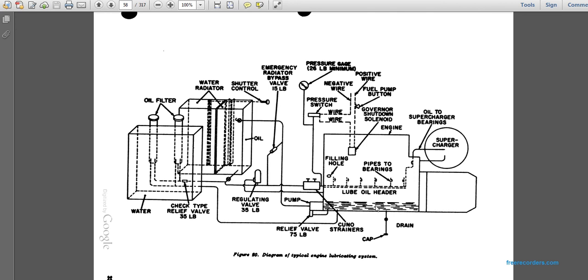a Cuno strainer or the drain, or into the pump and the relief valve of the engine, where the supercharger oil, the supercharger bearings through the engine and the filling holes in the pipe of the bearings, lube oil headers, and from the engine it goes to the governor shutdown solenoid or back out through the Cuno strainer. From the Cuno strainer to the pressure switch, which is the pressure gauge, and from the pressure switch two wires go inside the engine to the governor shutdown solenoid and the fuel pump button, the positive wire and the negative wire.